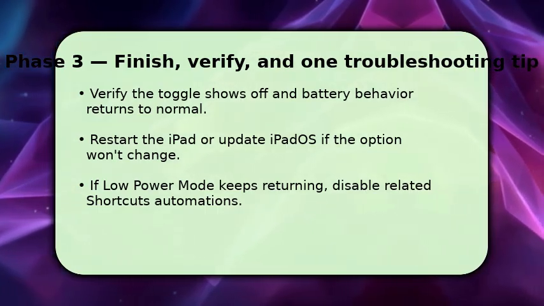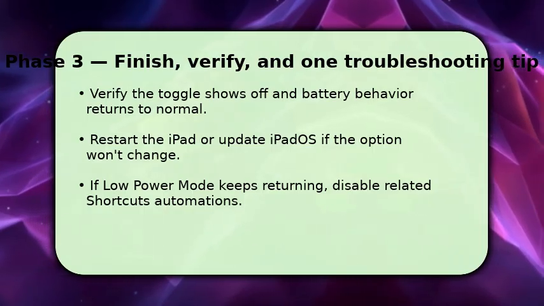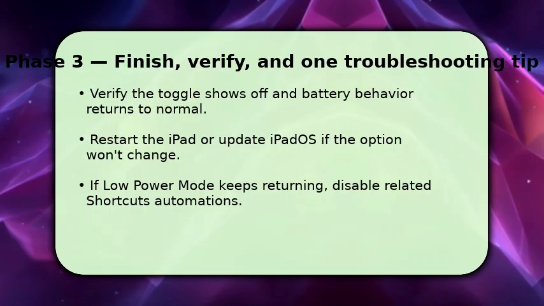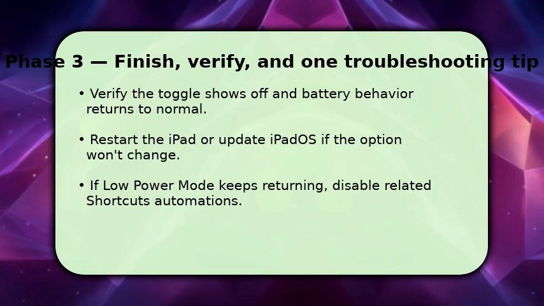One key troubleshooting tip: if low power mode keeps re-enabling unexpectedly, disabling Shortcuts automations usually fixes it, because automations are the most common silent reactivation cause.